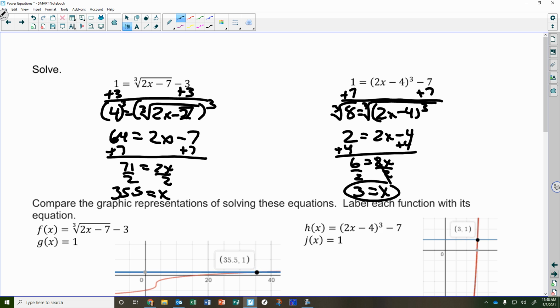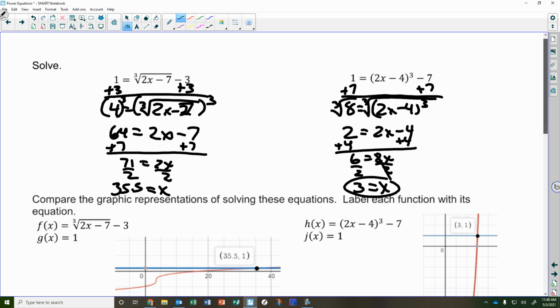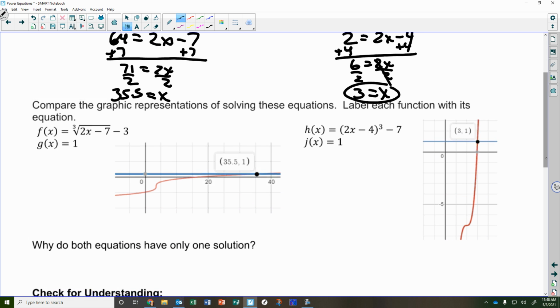Okay. And if we compare those representations, well, we know this graph right here is g of x. The red line is your f of x. And you can see the point of intersection. It even tells you it's at 35.5, 1.